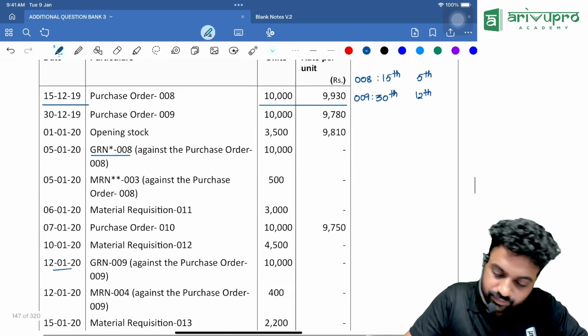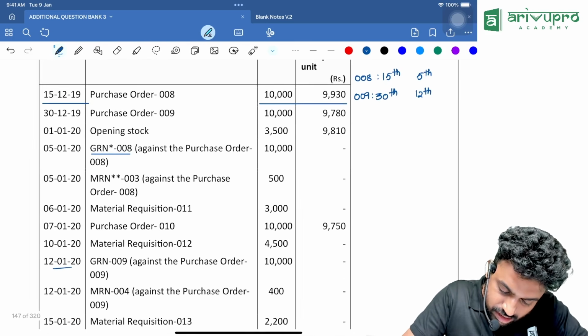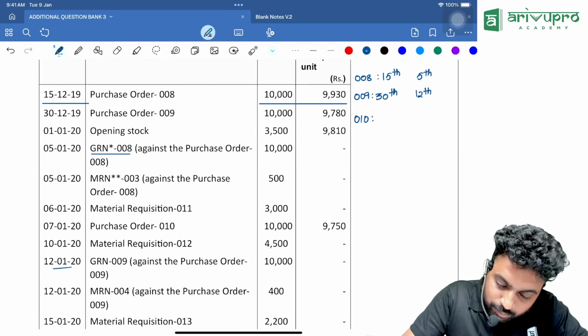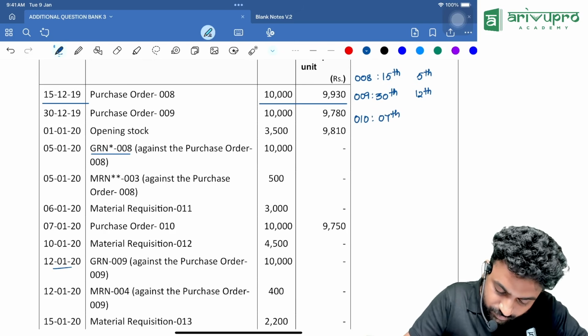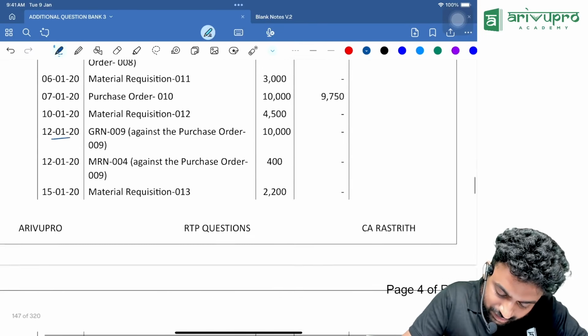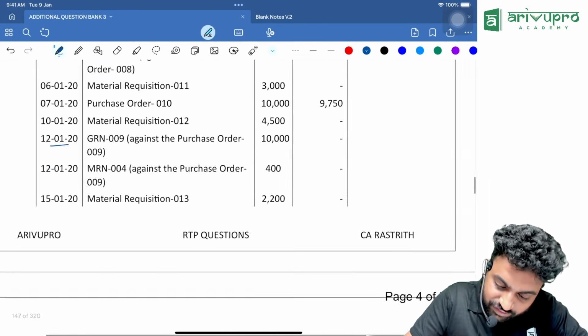Correct? Next. 010 is also there, no? 010. You placed it on 7th. And when did you receive it? 25th.